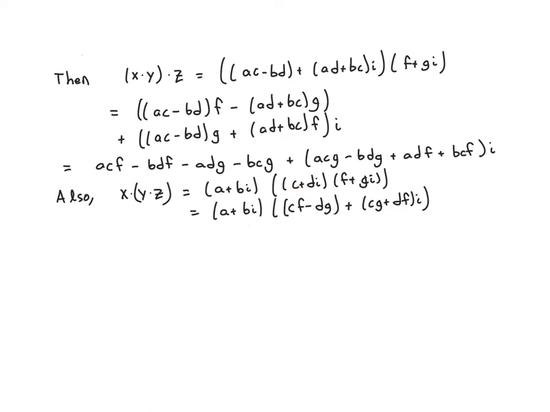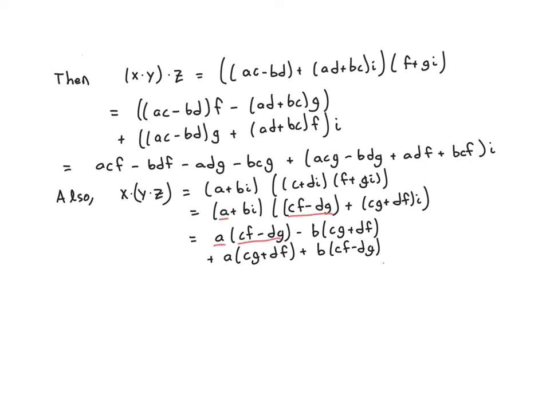And if you do that, this is what you get: c times f minus d times g plus the cross terms times i. Now, cf minus dg is the real part of the second complex number, and cg plus df is the imaginary part of the second complex number. And I'm sure you can guess where we're going with this. We get to multiply these two complex numbers together. So we go ahead and do that, as insufferable as it is.